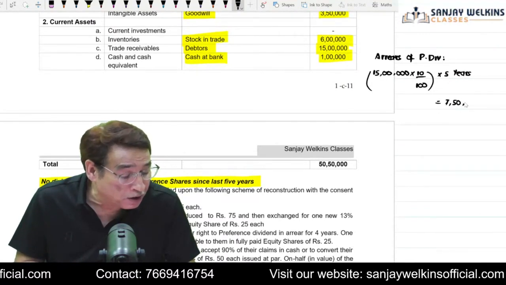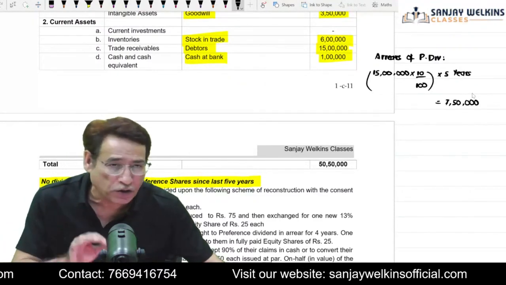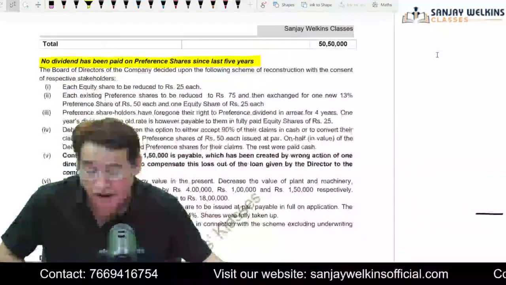As you know, it is considered as a sort of contingent liability. It is always written under a footnote. It is not a recorded liability.